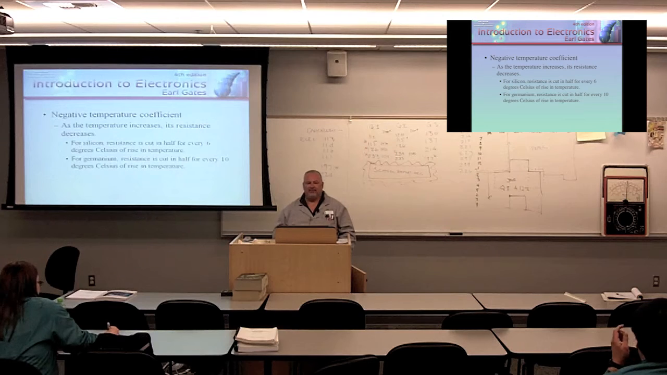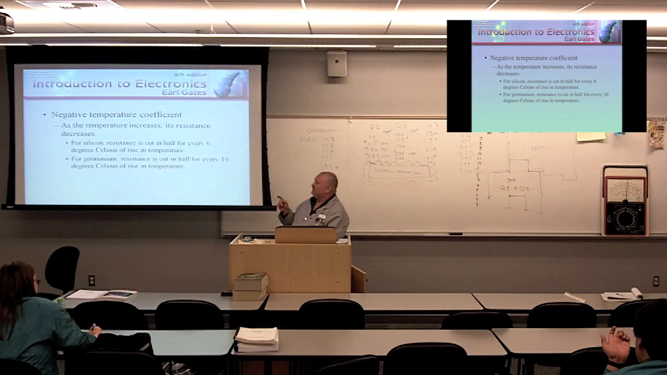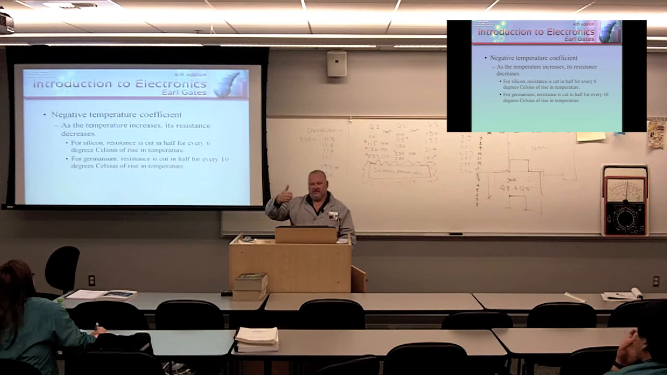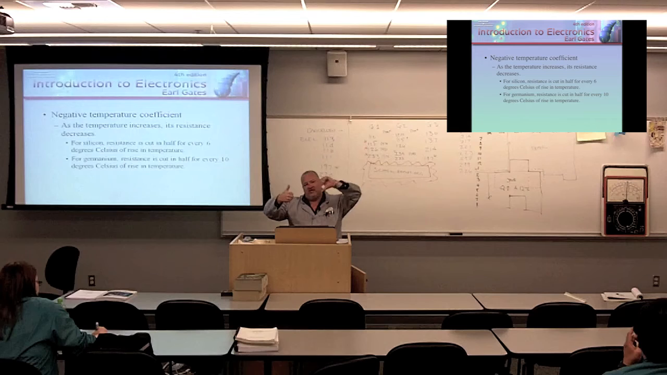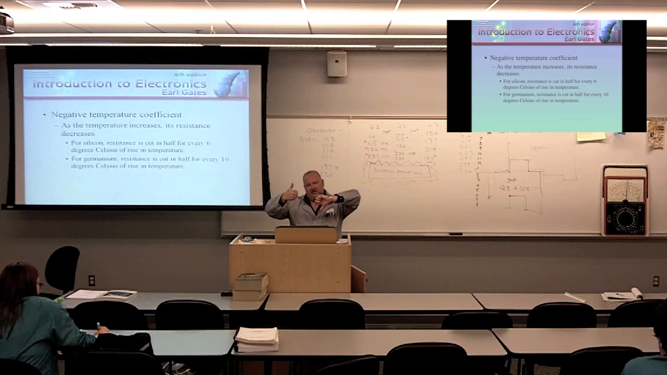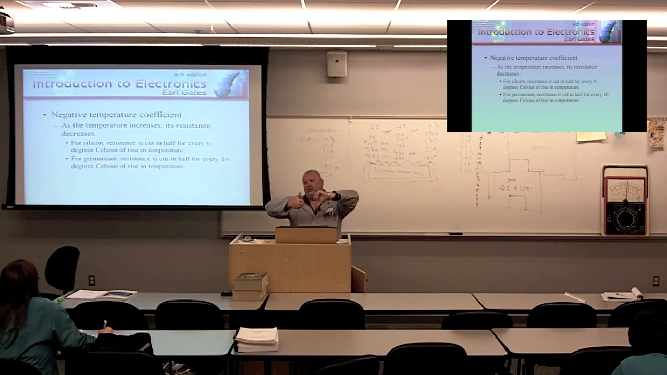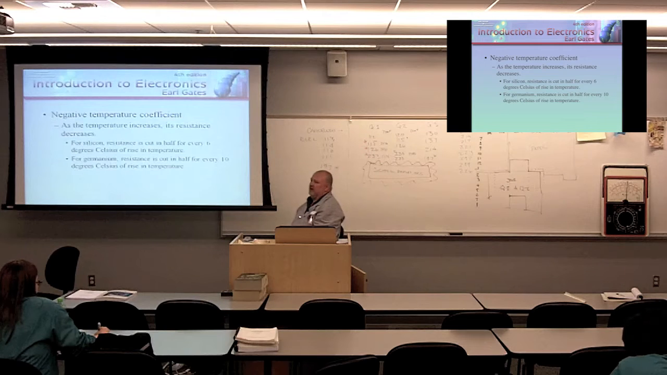So that's a problem. Negative temperature coefficient is the opposite. As the temperature increases, resistance decreases. So we could say there's an inverse proportional relationship. That means it's a negative temperature coefficient. This is going to be the behavior of semiconductor materials.